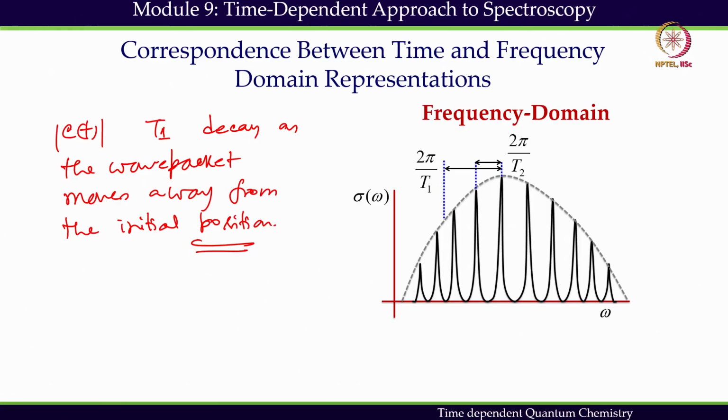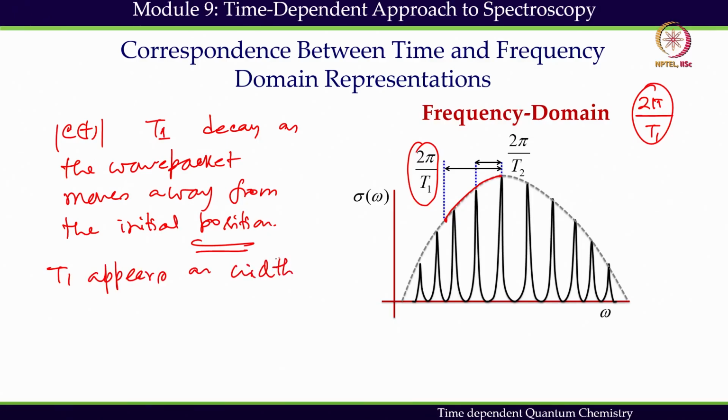Here we will have that time correspond to some frequency, and that frequency is going to be represented by 2 pi by T1. That frequency is given by this decay in the spectrum, and this part is going to represent that T1 decay time. Now T1 decay time is represented in the time domain. In the frequency domain we will call it this T1. T1 appears as width, and remember width also features a decay.